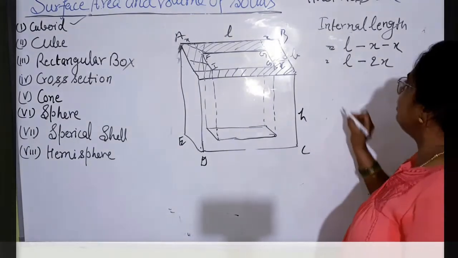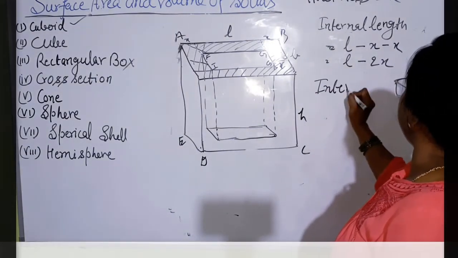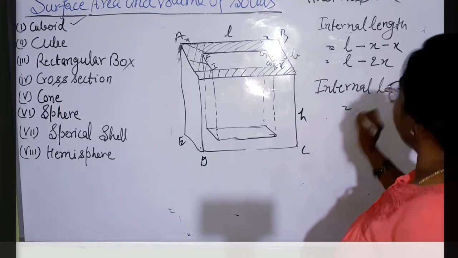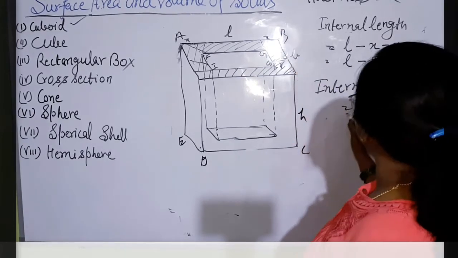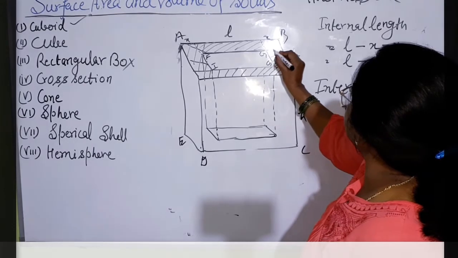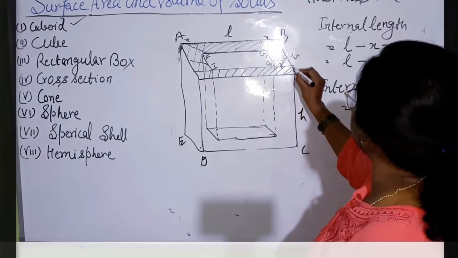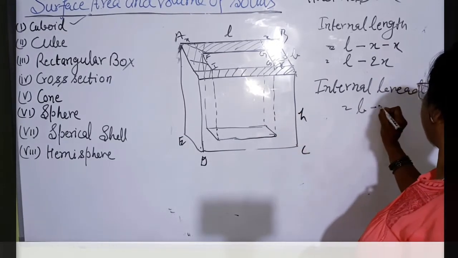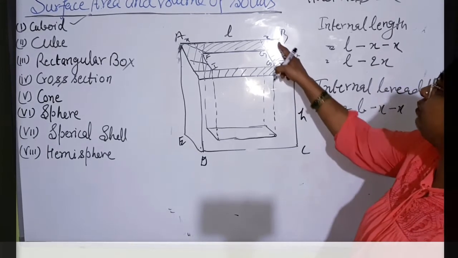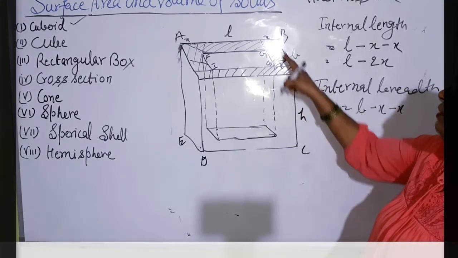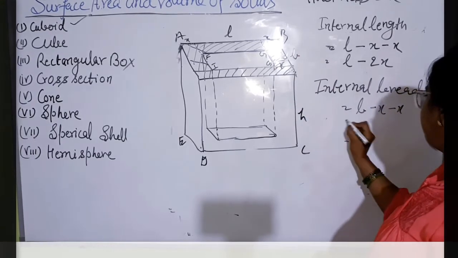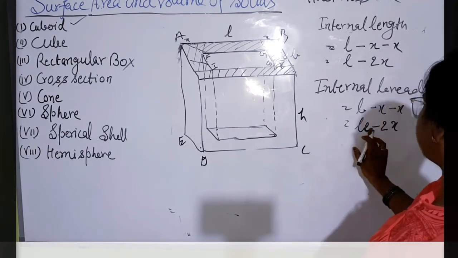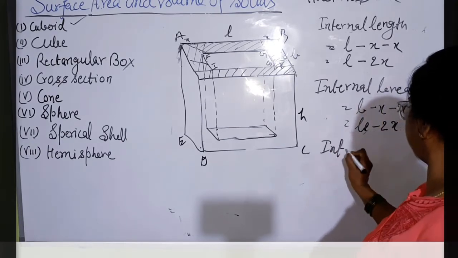In the same way, internal breadth. Breadth is equal to actual breadth minus their thickness. Thickness is X, everywhere thickness is X. So B minus X minus, always subtract 2X, because this side and this side, both X, then internal breadth will come. It is B minus 2X. B minus 2X.